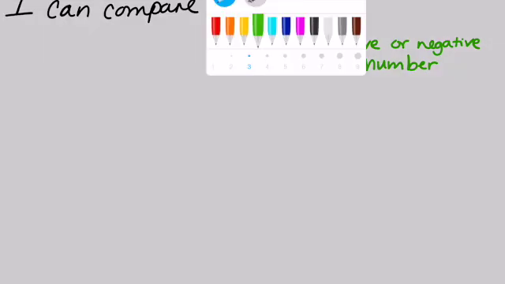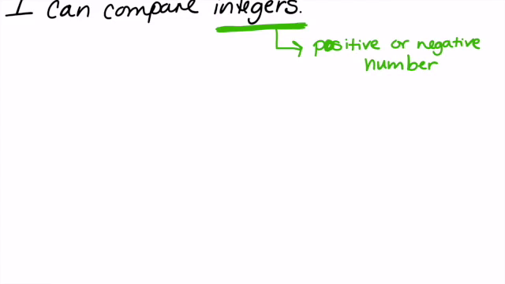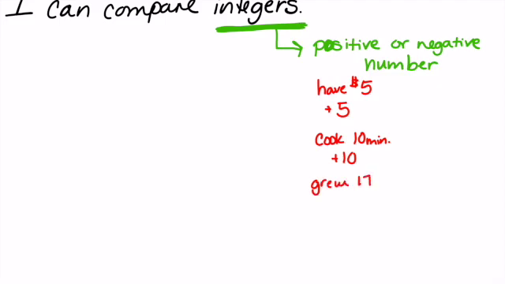So if you're thinking of positive numbers, any normal number is technically a positive number. If you say that you have $5, the integer would be positive 5. If you say that you have to cook for 10 minutes, your integer would be plus 10. If you say the plant grew 17 inches, the integer would be plus 17.